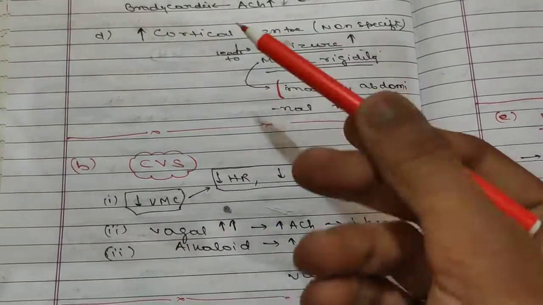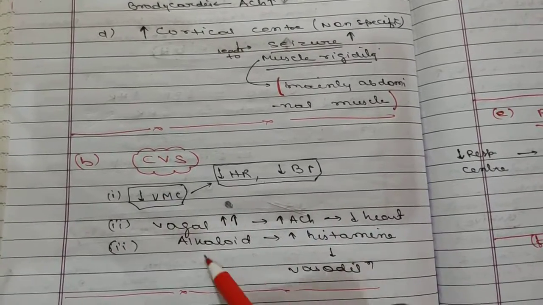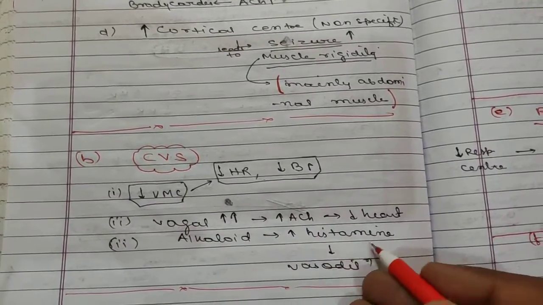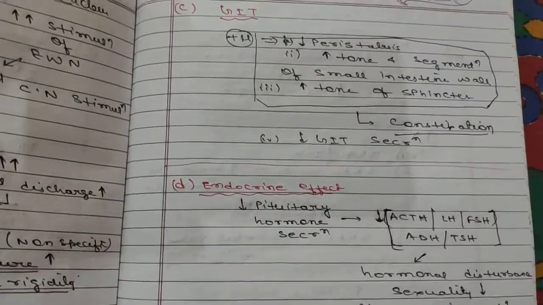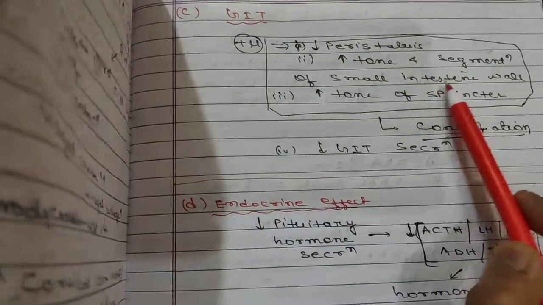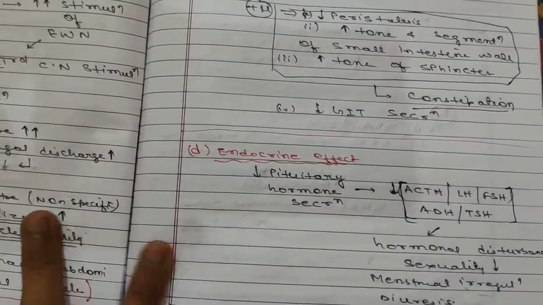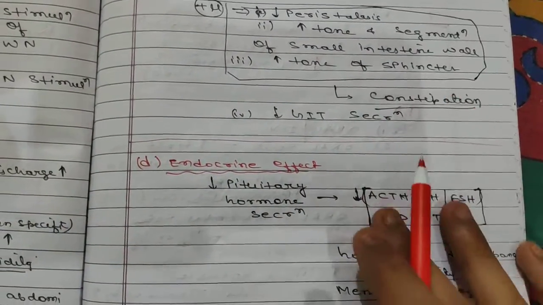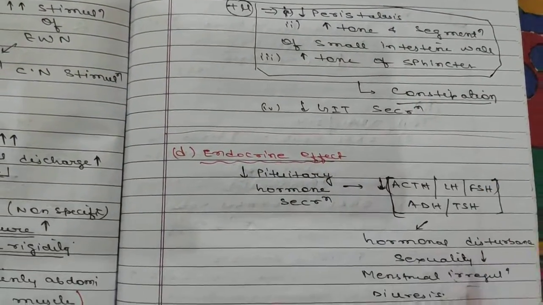So as we have discussed many actions earlier, suppression of vasomotor center, vagal effect is more as it is an alkaloid, so it can lead to increased histamine, and there will be vasodilation. Clear? Now on GIT, mu is stimulated, so there will be decreased peristalsis, increased tone and segmentation of small intestine wall, and also increased tone of sphincter. Okay, and that will cause constipation, and the second effect is decreased GIT secretions.